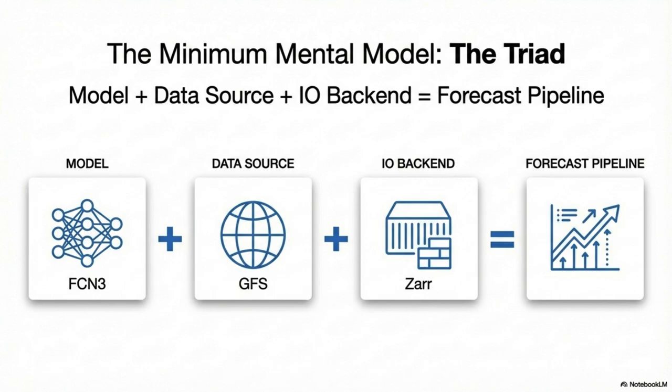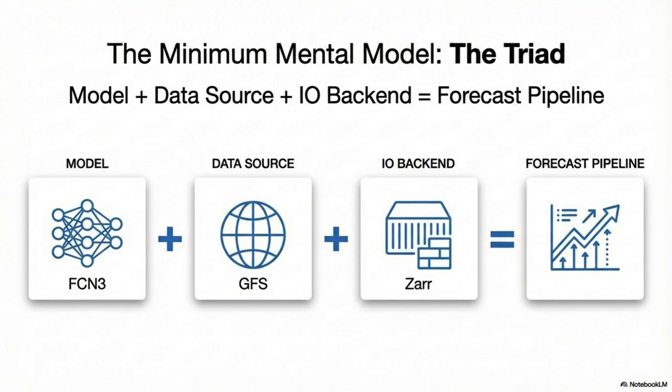They're mostly interacting with something called Earth2Studio. That's the glue layer. And the guide gives you this mental model, the Triad, which is really helpful for getting your head around it. Okay, I like a good mental model. Break down the triad for us. It's simple. Model plus a data source plus an I/O backend. Those three things together equal a forecast pipeline.